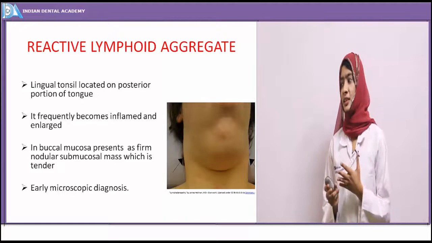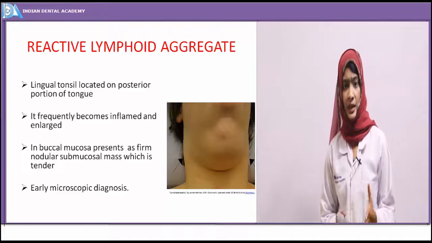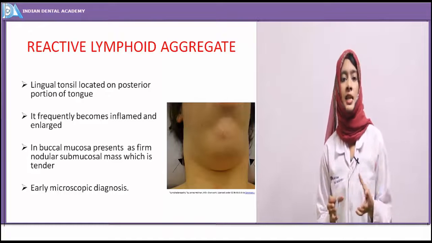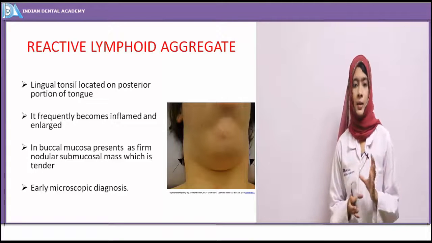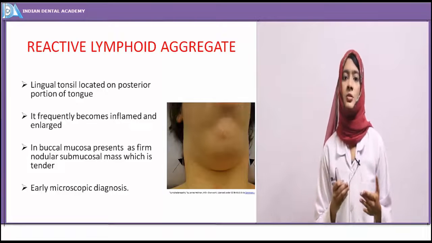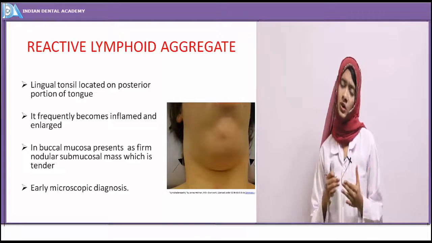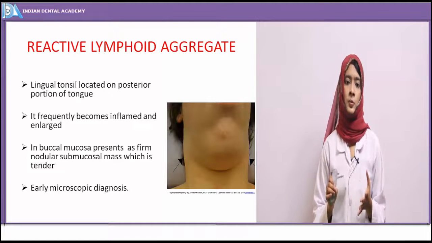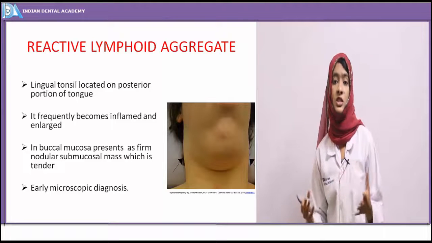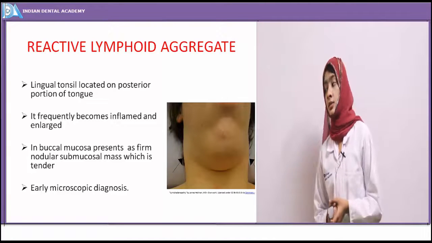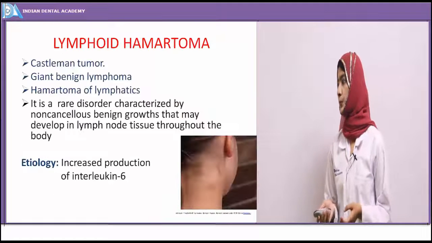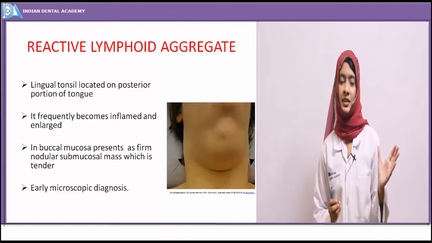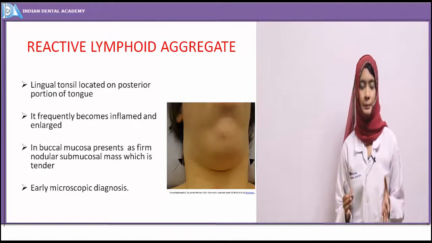If this reactive lymphoid aggregate is seen in oral mucosa, such as the buccal mucosa, it presents as a submucosal nodular mass. Usually after some time this nodular mass regresses because it is lymphoid tissue. But if it doesn't regress, then you have to go for microscopic diagnosis to differentiate it from other neoplasms. A normal lymphoid aggregate is also known as foliate papillitis.